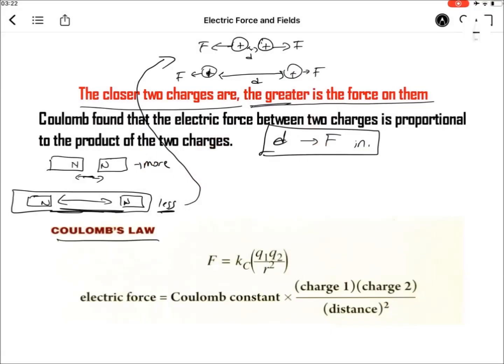Coulomb stated the law that the force between these two charges equals Kc, the Coulomb constant, times the amount of the first charge times the amount of the second charge, over the distance between them squared. The unit of charge is the Coulomb, for both of them. The unit of distance must always be meter, and the unit of force is Newton.